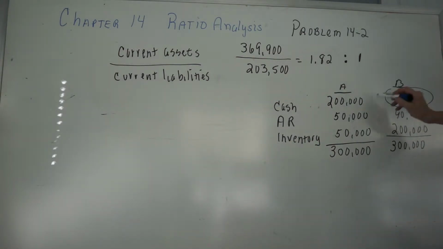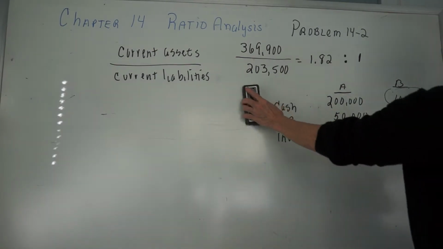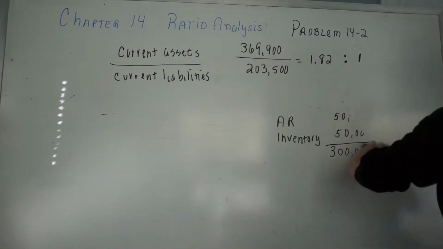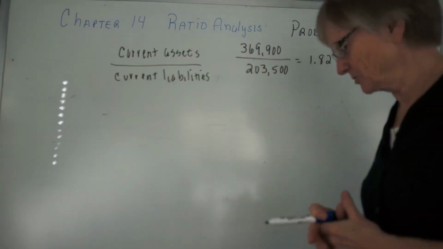B only has 10,000 in cash. They've got inventory that may never sell. They've got receivables that might not be collected. But the main thing is they've got no cash, or very little cash. So this is a starting point. You do the current ratio, but then you look at it a little further.